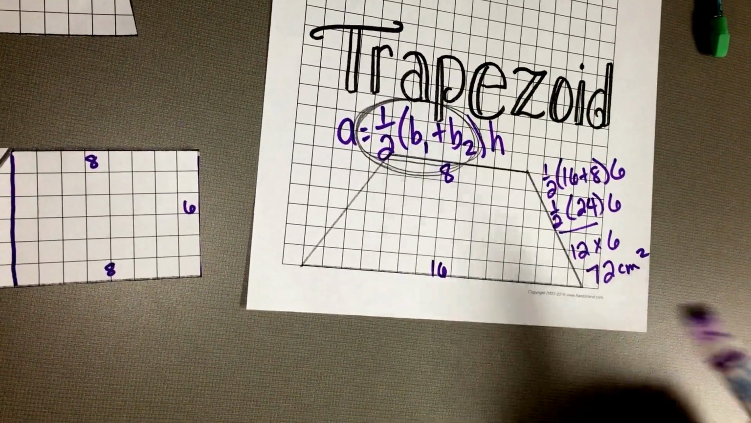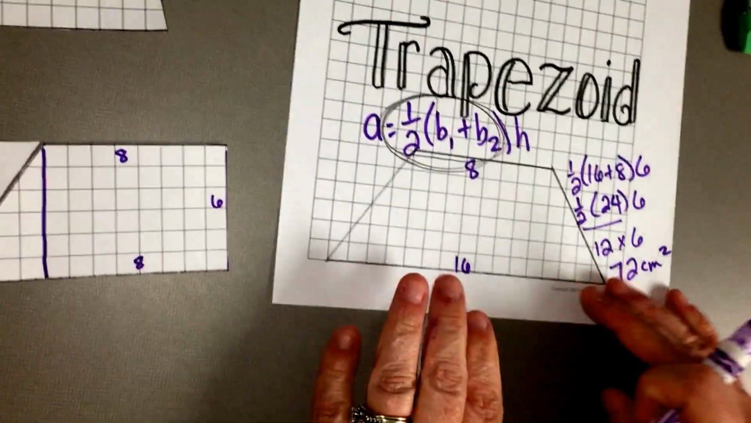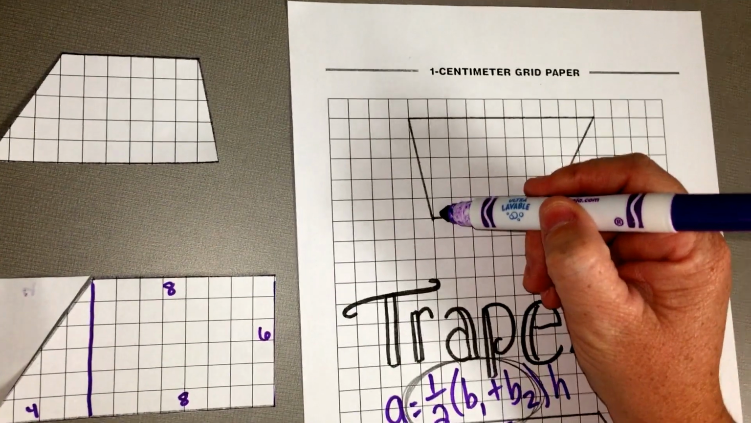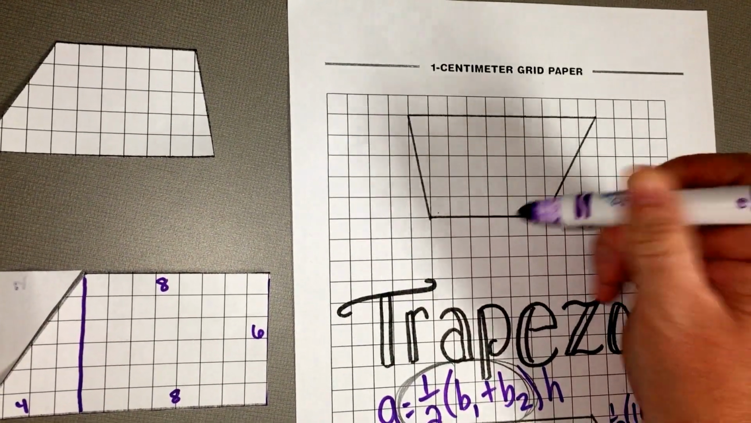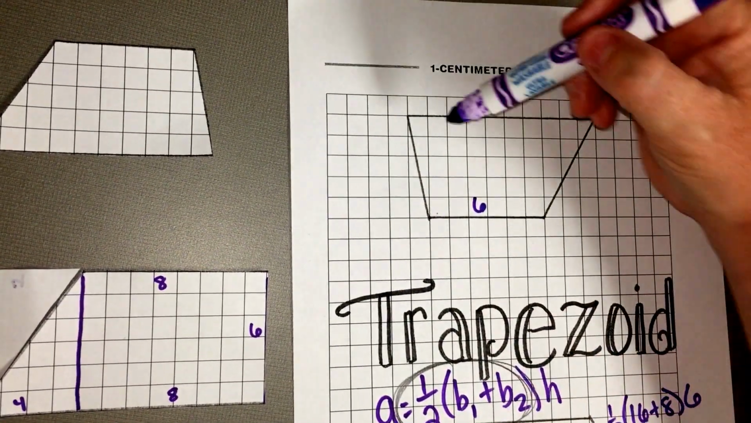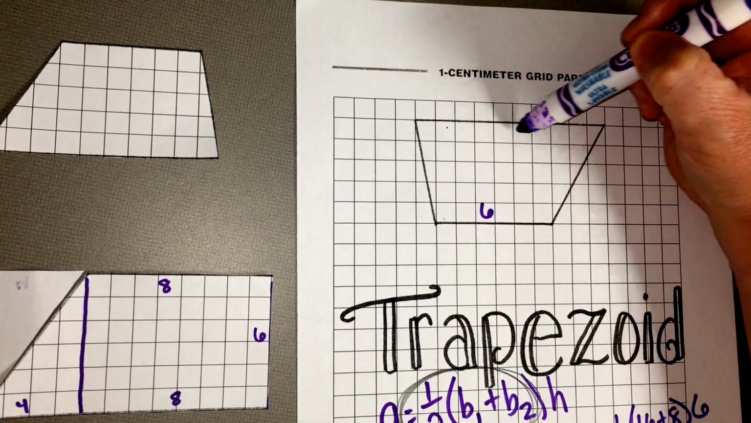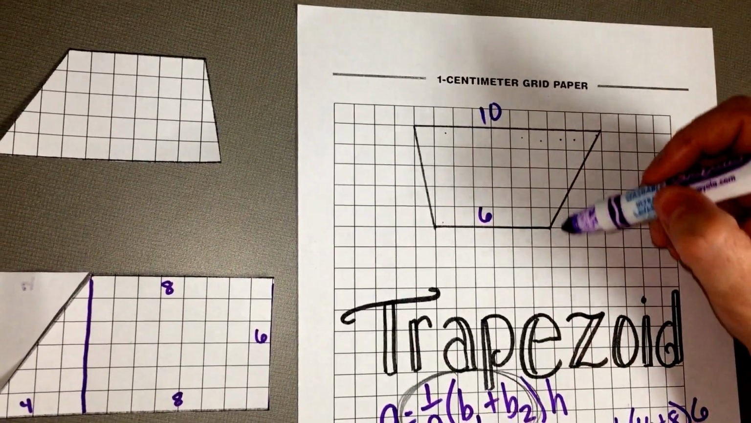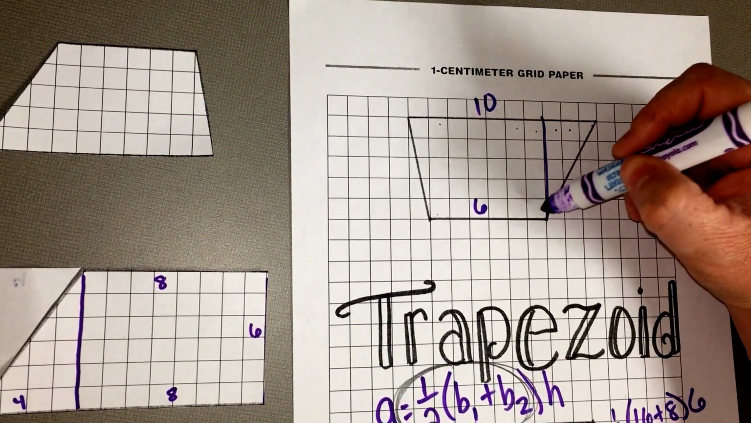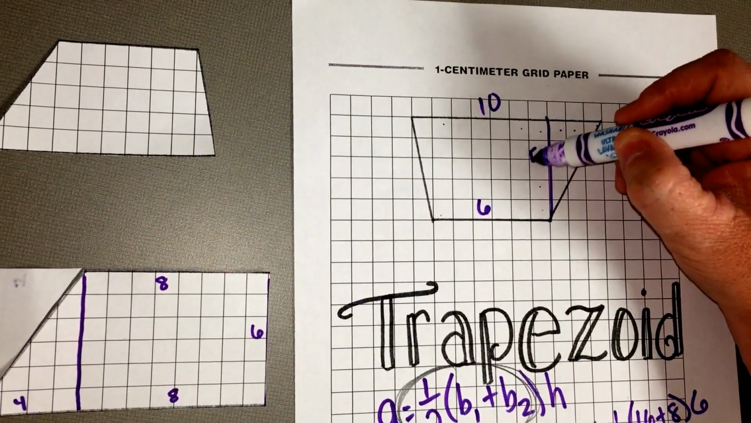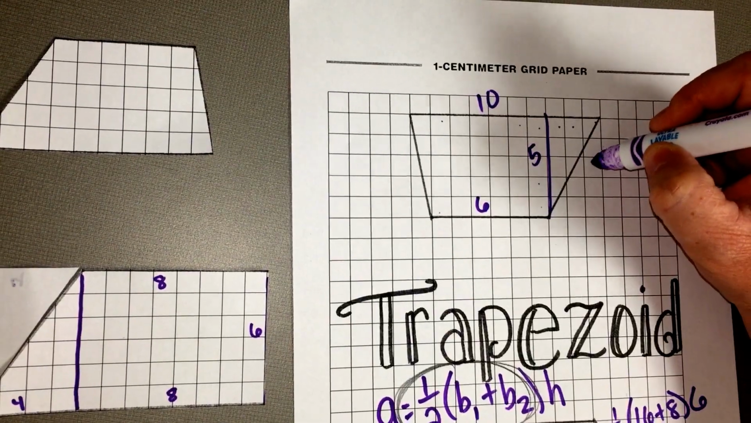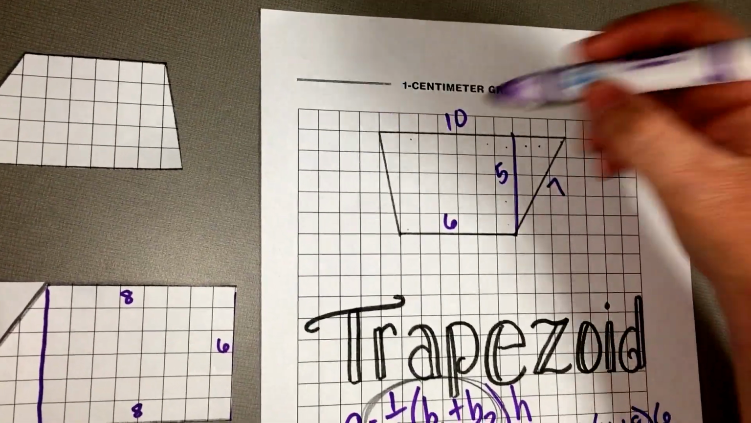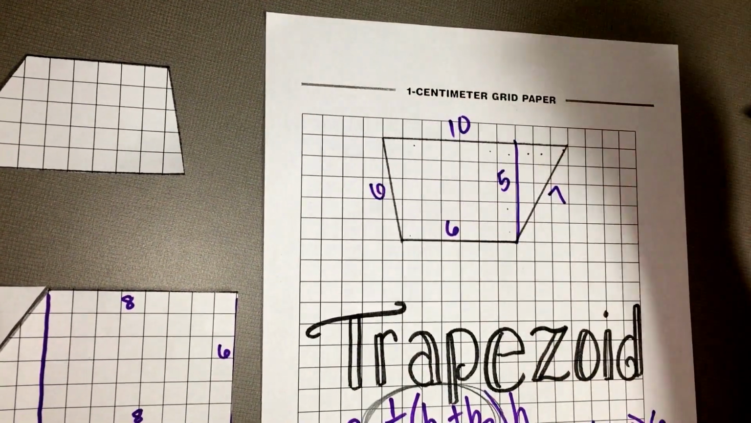All right, so you're going to practice a few more of these. They're kind of tricky. I want to go through one more up here, and then you're going to solve this on your paper. My base here is 1, 2, 3, 4, 5, 6 units. My base up here is 1, 2, 3, 4, 5, 6, 7, 8, 9, 10 units. My height here is 1, 2, 3, 4, 5 units. Now let's call this one over here maybe a 7, and we'll call this one another 6 over here.